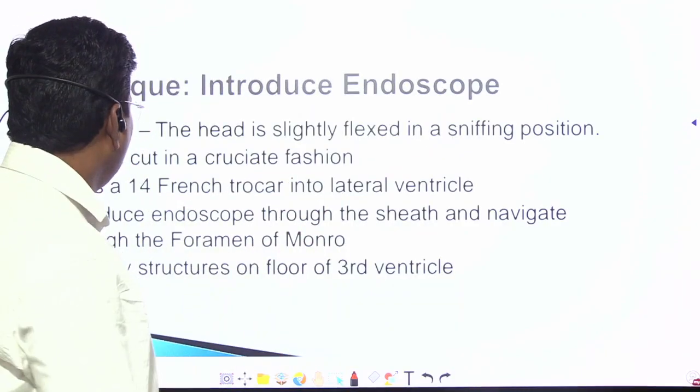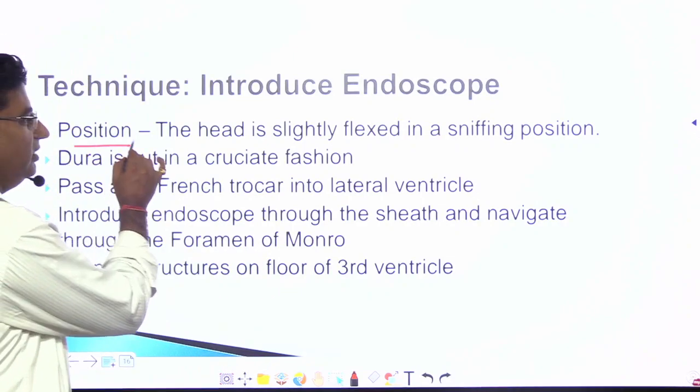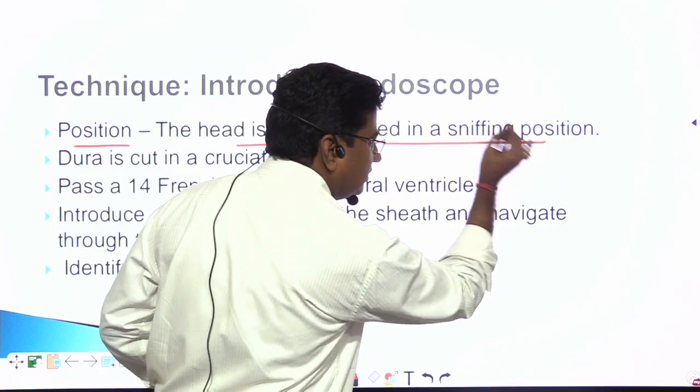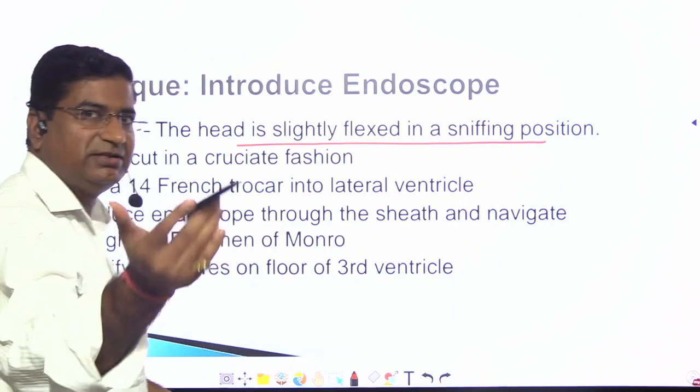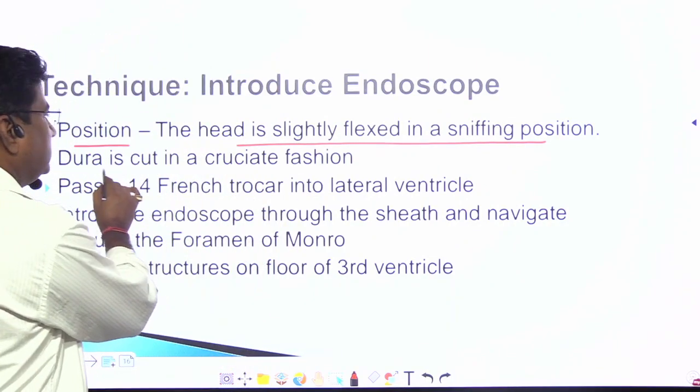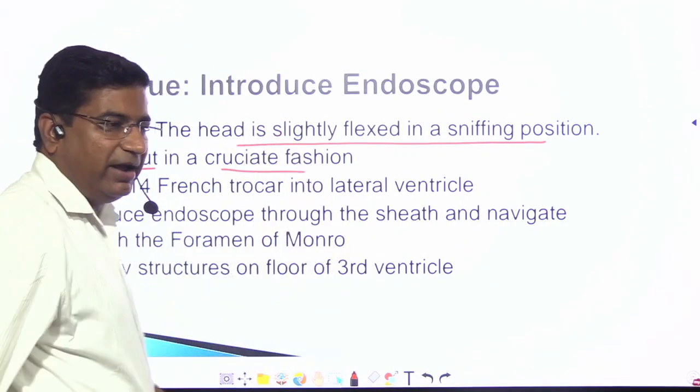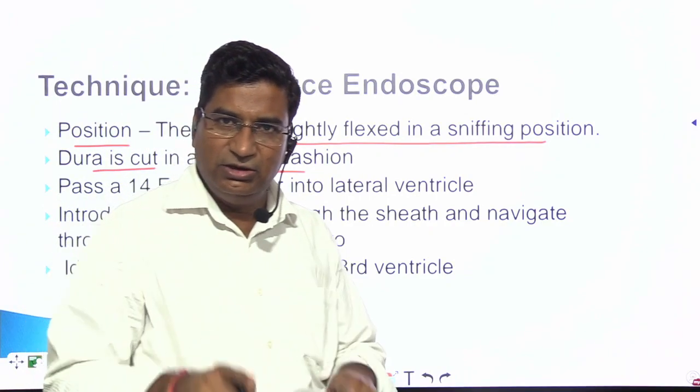Introducing of endoscope, then position. Head is slightly flexed in sniffing position. Head end is slightly up. Dura is cut in cruciate fashion and bleeding from the dural edge is stopped.